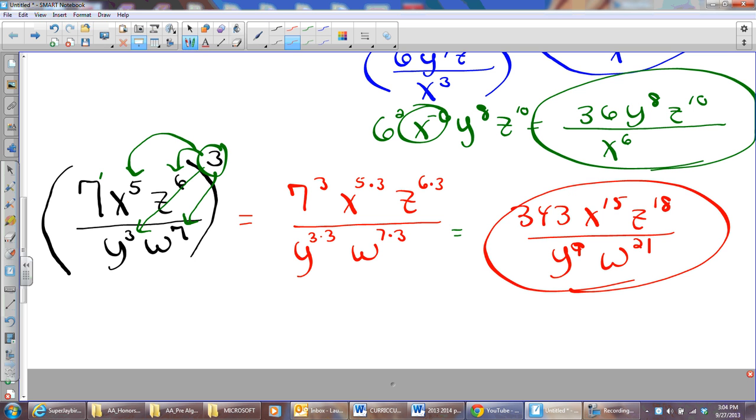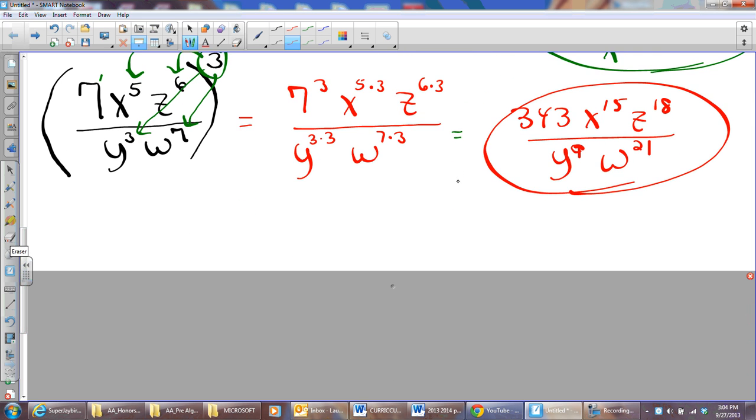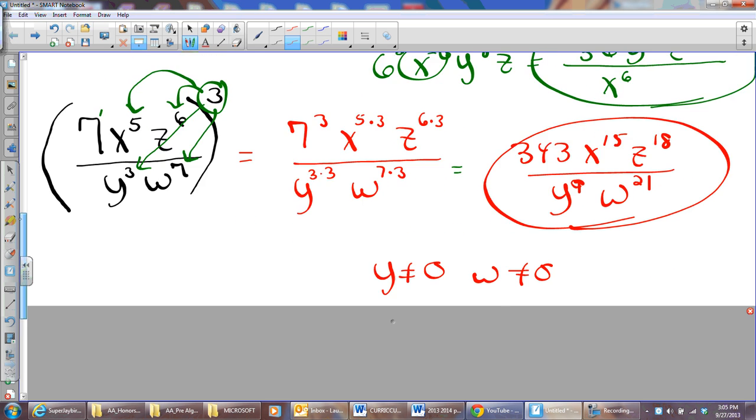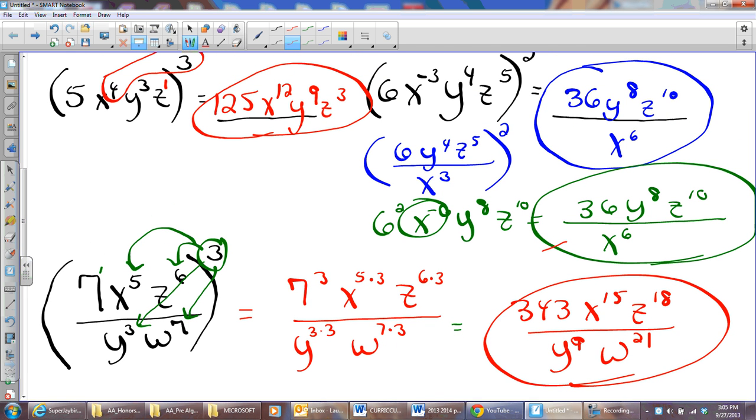And there you go. Of course, in all these problems, we're assuming any variable in the denominator does not equal 0. So in this one, y does not equal 0. W does not equal 0, right? Because you can't divide by 0. In this green one here, x would not equal 0. That is being assumed.